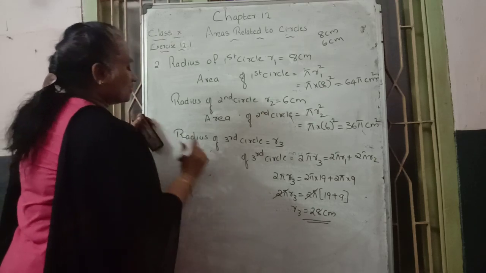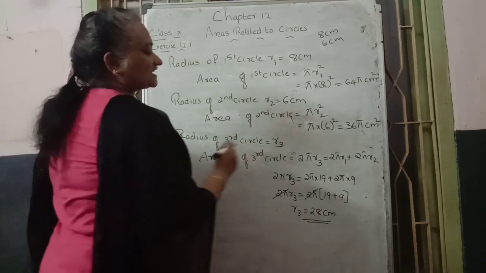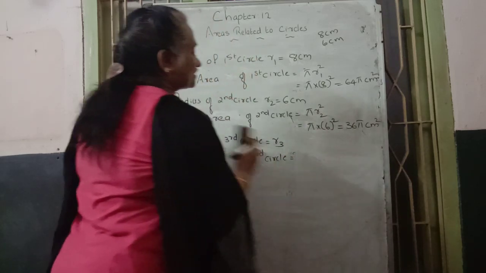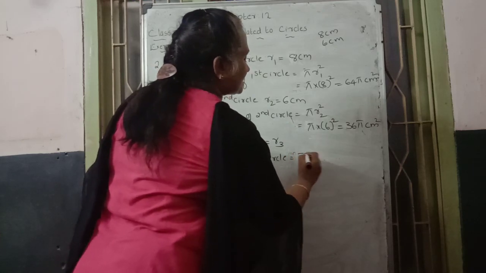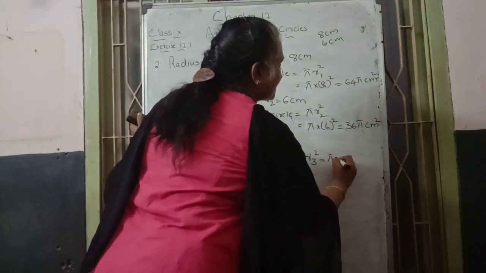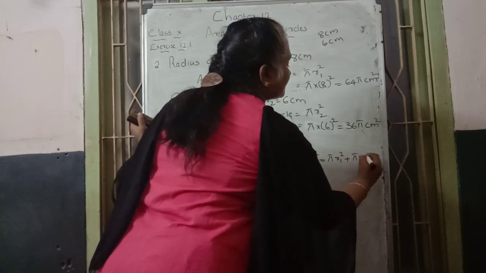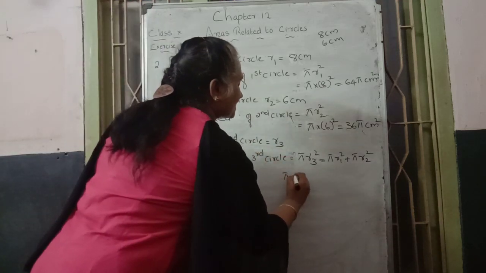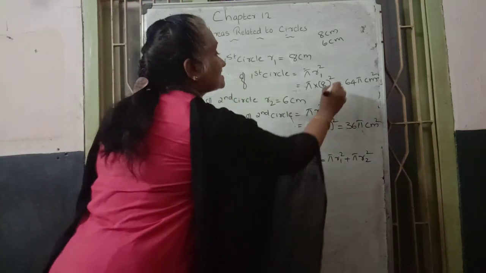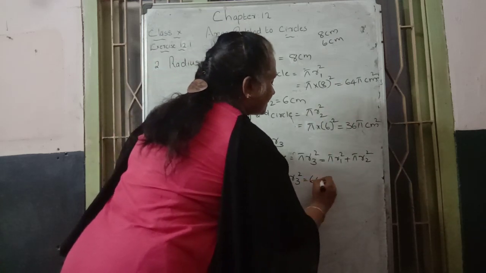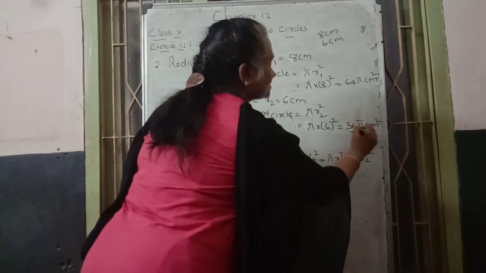Therefore the area of the third circle, they are asking. In which way do they give the clue? They give the clue as: area of the third circle, pi R3 square, is equal to the sum of the areas of the other two circles. Areas of the other two circles means pi R1 square plus pi R2 square. Here, pi R3 square equals pi R1 square, which we already found as 64 pi, plus 36 pi.